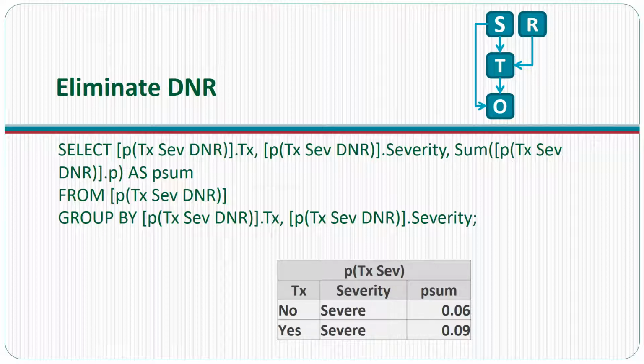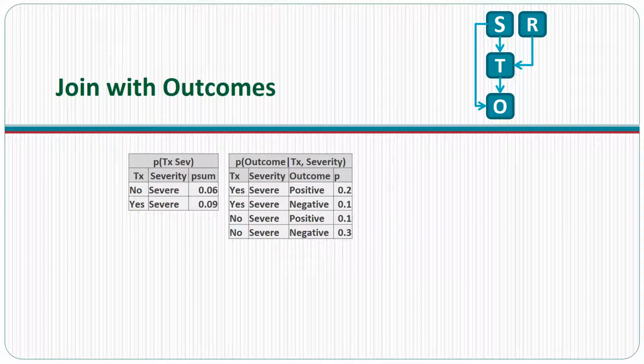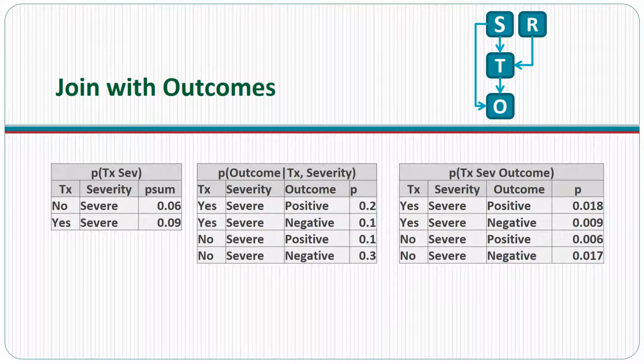In our final join, we would join with the table on outcomes. The two tables that we need to join are shown here. Note how the non-severe cases are no longer part of each table. Note again that in the new table of treatment, severity and outcome, the calculated probabilities do not add up to 1. These numbers are proportional to probability, and normalizing them to add up to 1 results in the calculated probabilities.